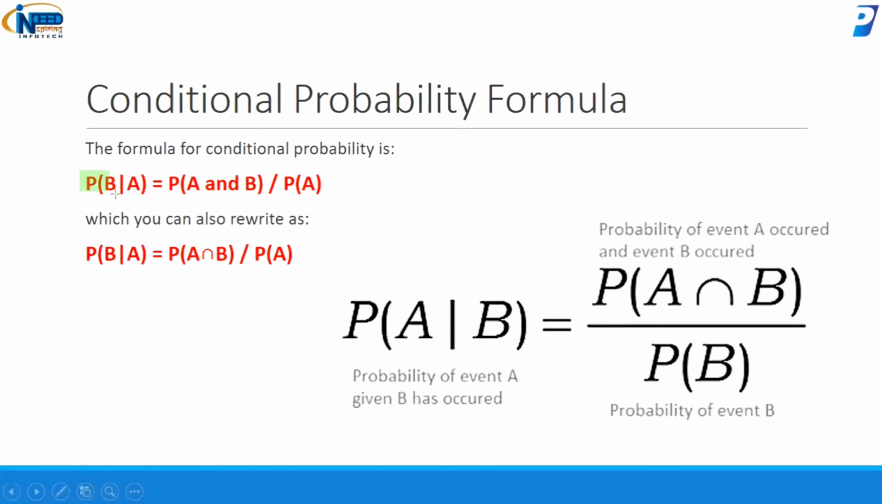How to read this? Probability of B given A, or you can read it as the probability of event B given that A has already occurred. How to find the probability of B given A? You find it by the probability of A and B together, divided by the probability of A. This formula can be rewritten as the probability of B such that A has already occurred equals the probability of A intersection B divided by the probability of A. So this is the formula.